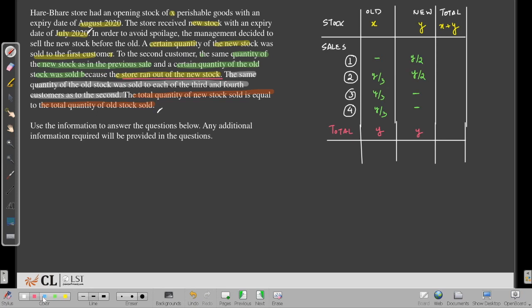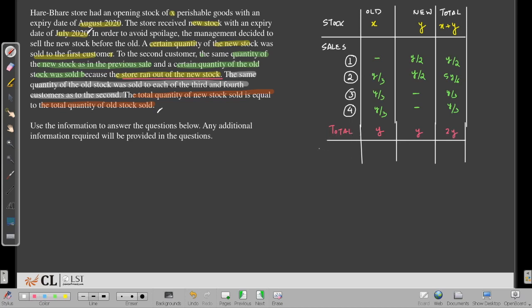So we can also look at what each customer got. The first customer total is y by 2. The second customer total is y by 3 plus y by 2, which is equal to 5y by 6. The third customer got y by 3. The fourth customer got y by 3. This may or may not be useful, but I'm just capturing that information. The total number of sales is 2 times y. That's the total sales.